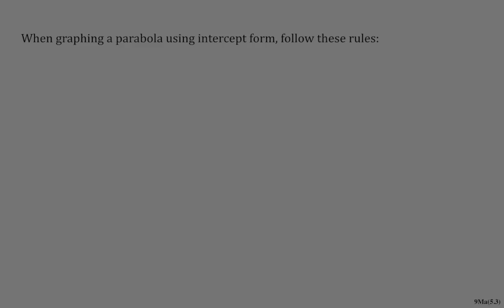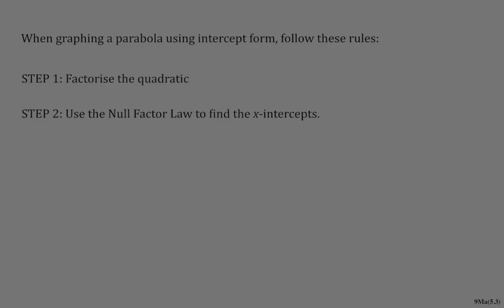So when we're graphing a parabola using intercept form, we've got to follow these rules. First thing that we have to do is factorize the quadratic. Remember, you're going to have to get equals 0 and factorize and a whole lot of things. Use the null factor law to find the x-intercepts.